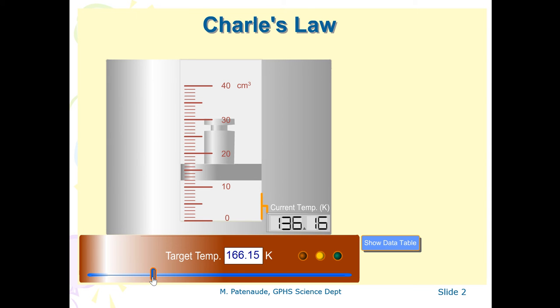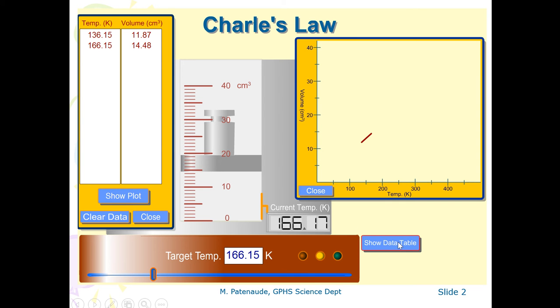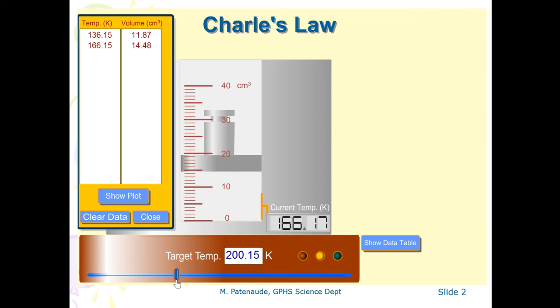We'll warm up the gas. We'll go to 166 Kelvin. The gas warms up. It's now reached that temperature, and we can see that the volume is now 14.5 milliliters. So again, be sure you're writing down these numbers in your table.